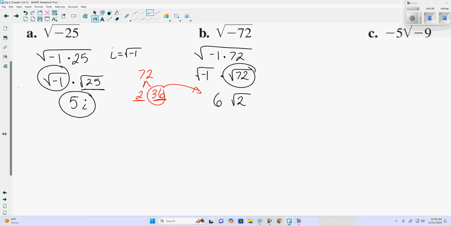Well, we're not quite done because we still have what? The square root of negative 1. And what is the square root of negative 1? I. So the square root of negative 72 is 6i square roots of 2.